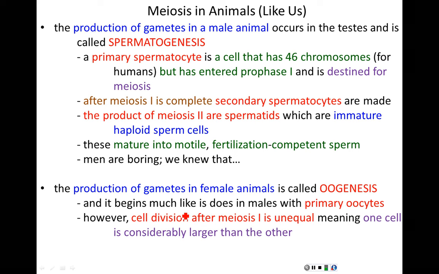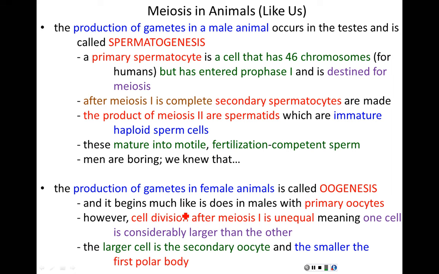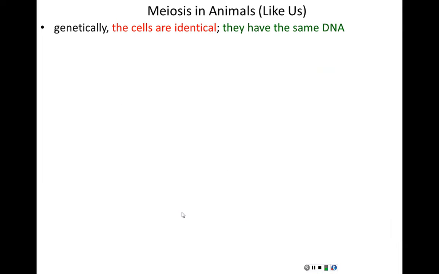we not only have a reductive division, we have an unequal division, meaning one cell is considerably larger than the other, and this is because the larger cell got most of the cytoplasm. The smaller cell got very little of the cytoplasm. The cytoplasmic division in men was equal. The cytoplasmic division in females is unequal, giving one very large cell, referred to as the secondary oocyte, and a much, much smaller cell, which really is nothing more than a nucleus, referred to as the first polar body.